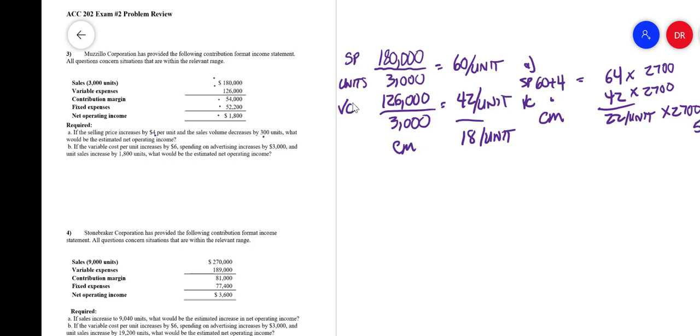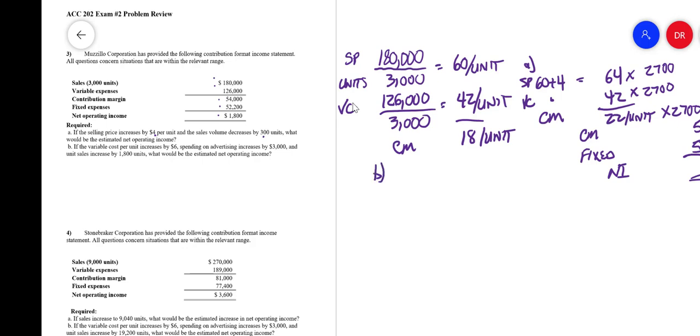Okay, so this is the new contribution margin here. And then you're going to take out fixed expenses that don't change of 52.2. So you have a net income of 7,200. All right. That's letter A.